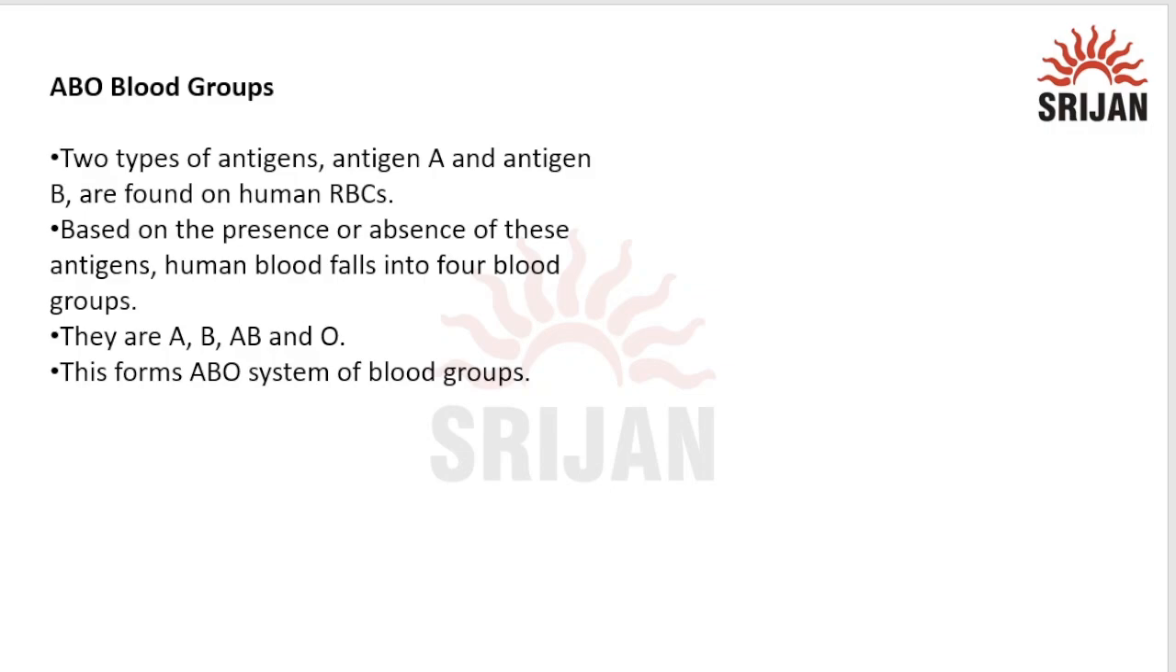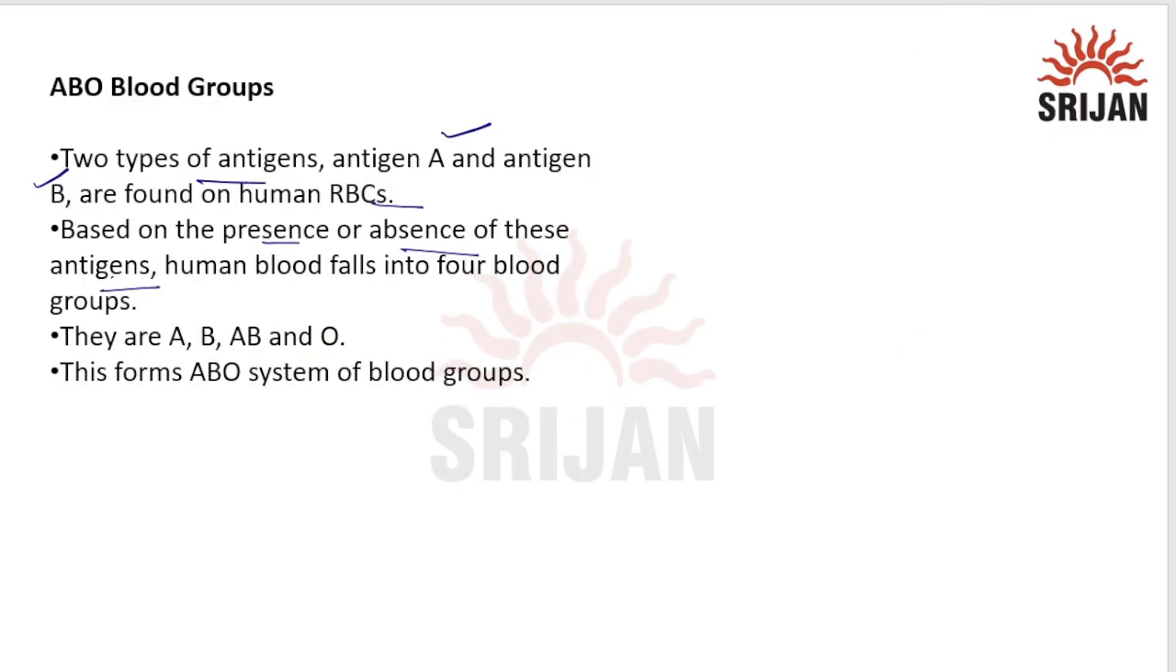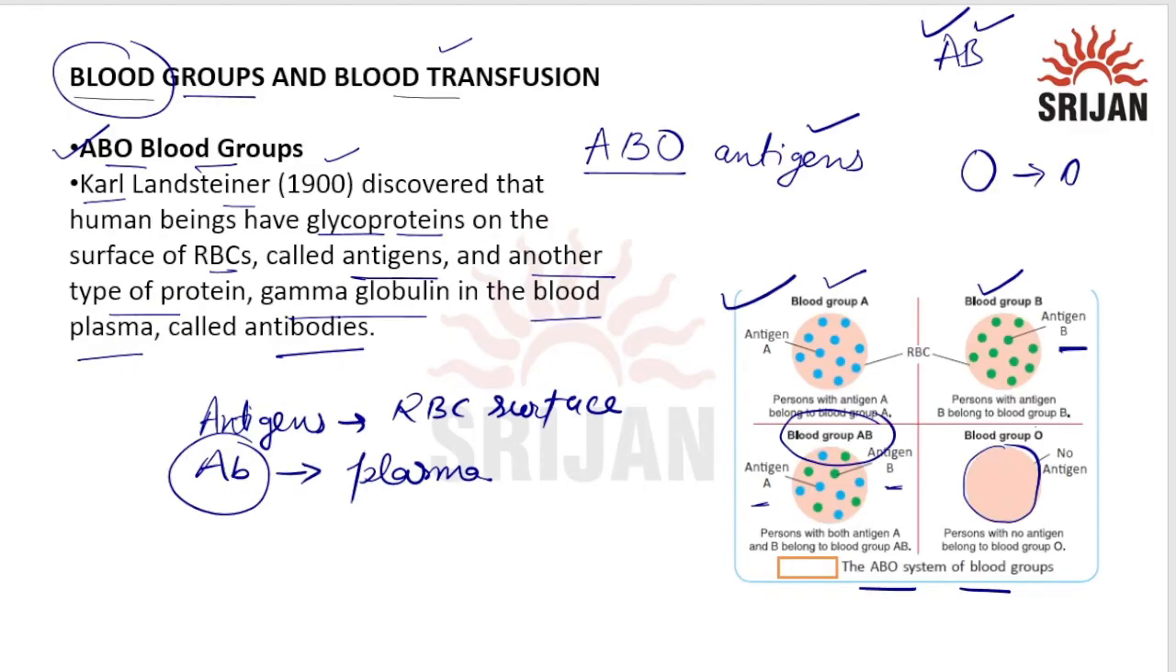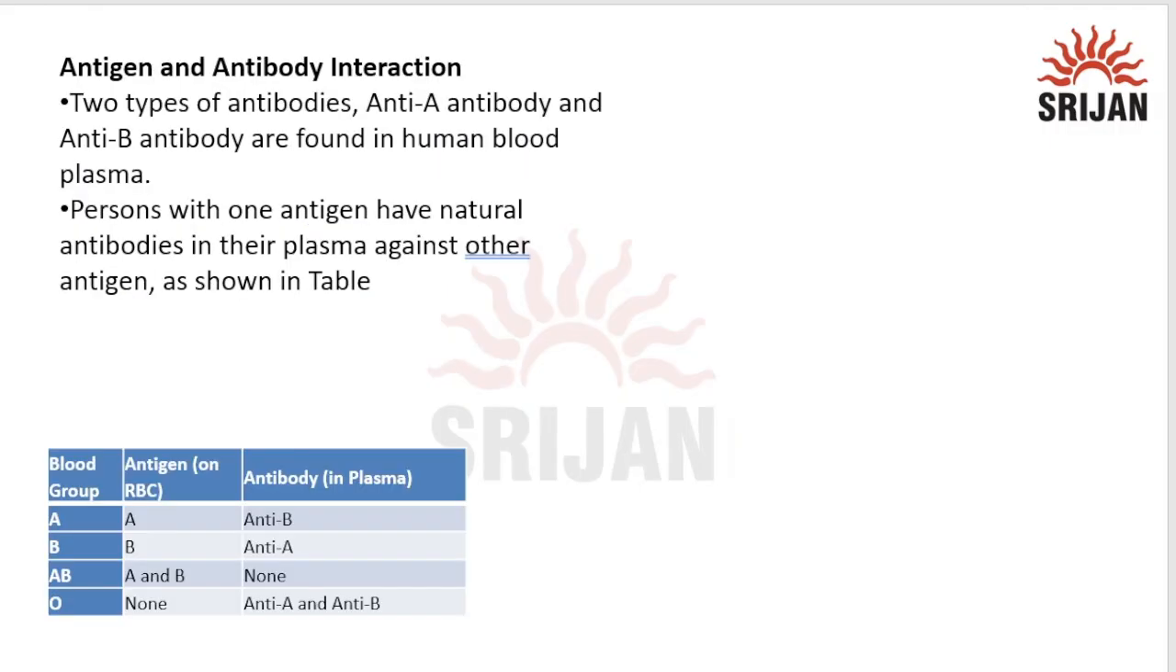Now comes the ABO blood groups. We know that two types of antigens are found, A and B, on the human RBC. Based on the presence or absence of these antigens, as we have discussed in this diagram, the blood groups fall into four groups, that is A, B, AB and O. As we have discussed here also, four blood groups. This forms the ABO system of blood groups.